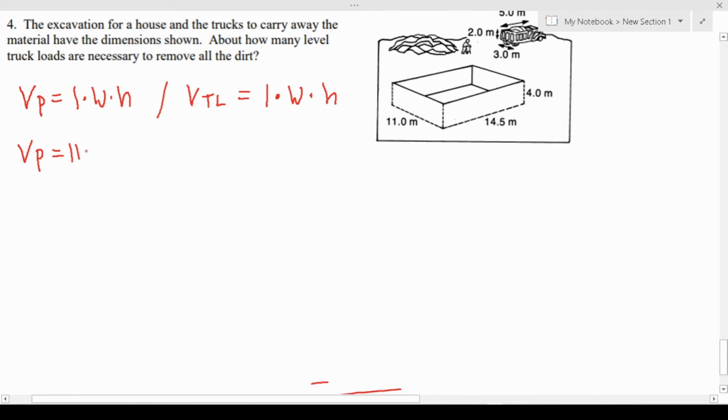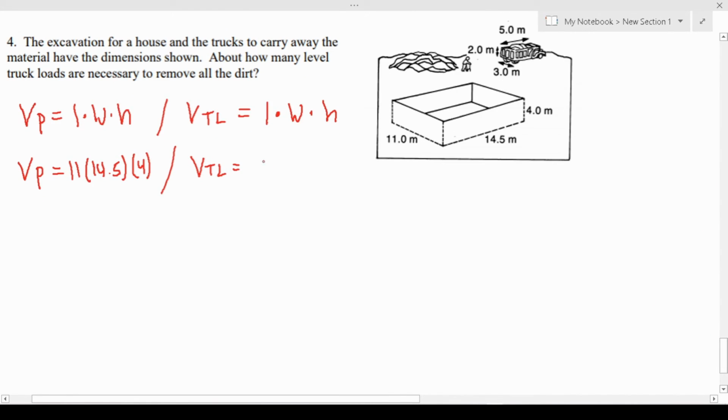Again, this is 11 times 14.5 times 4. And I just grabbed those from this diagram here. That's all going to be divided by volume of TL, which is going to be up here: 5 times 2 times 3. Okay, I'm going to start by finding the volume of a truckload, since that's easier. Volume of a truckload is going to be 5 times 2, which is 10, times 3, which is 30 meters cubed.